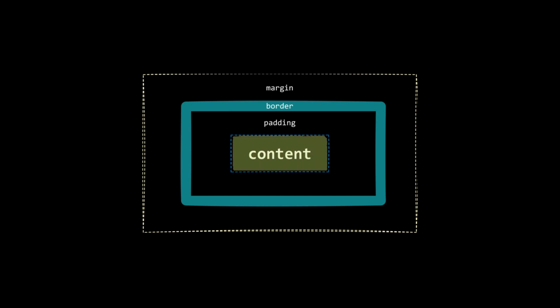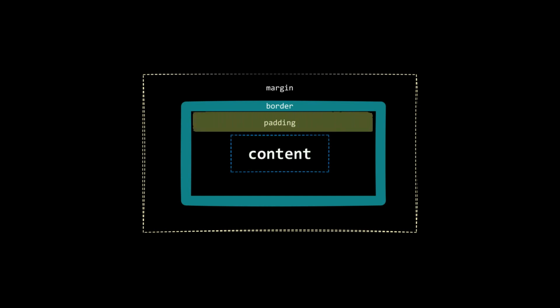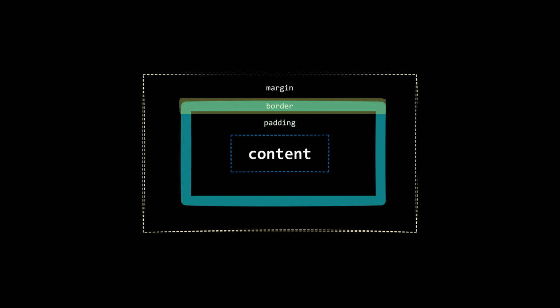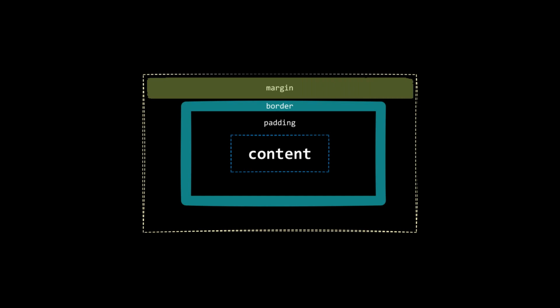In the center, we have our content. Content has height and width. Padding is a space between content and the border. Border is the visible outline around the element. Margin is transparent space outside the border, pushing the element away from others.